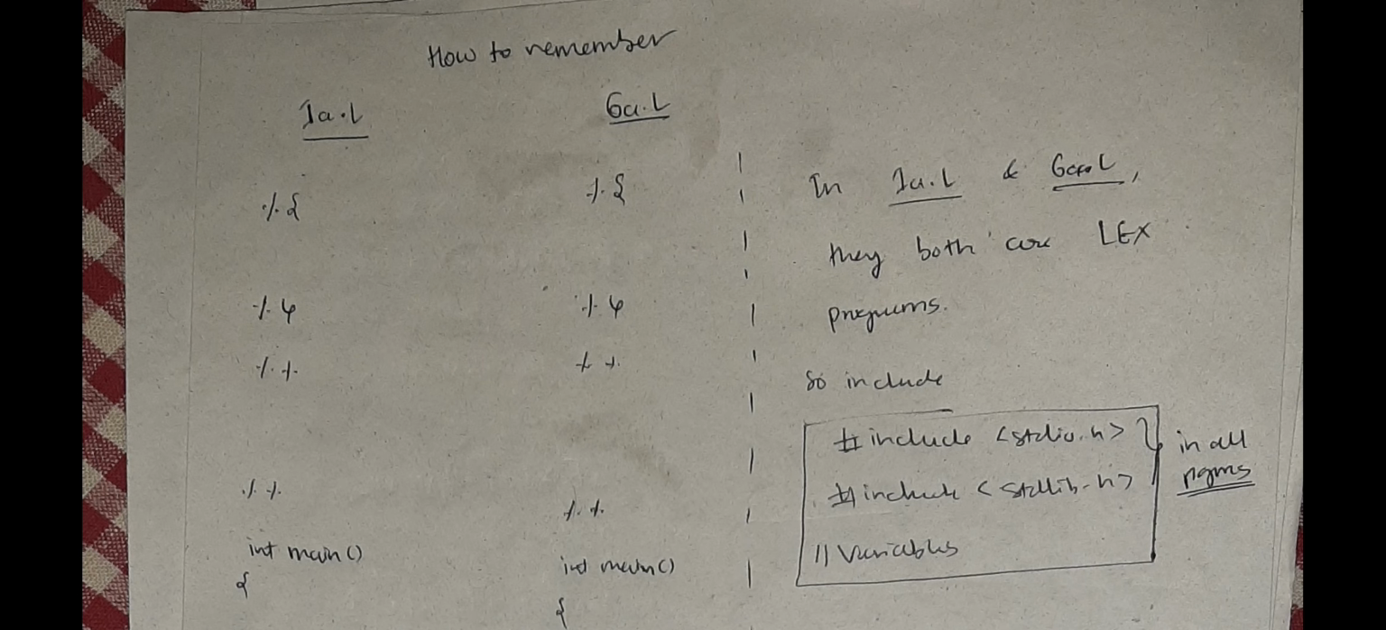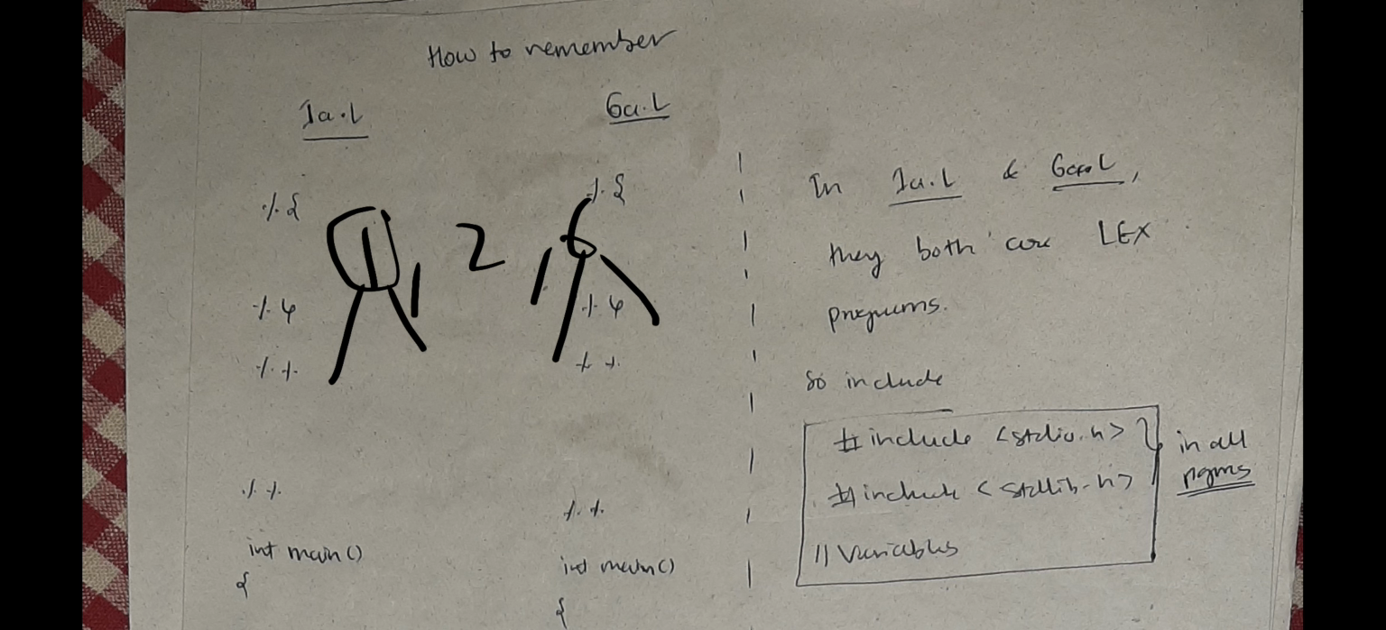Hello everyone, today in this video I'll be discussing how to remember the Lex and Yacc programs, mainly 1, 2 and 6. Why I'm making these videos is because 1, 2 and 6 are related. In 1 also we have two parts, A and B, and same goes for 6, we have parts A and B. And in 2 we have both the Lex program and the Yacc program. Both the parts are there.